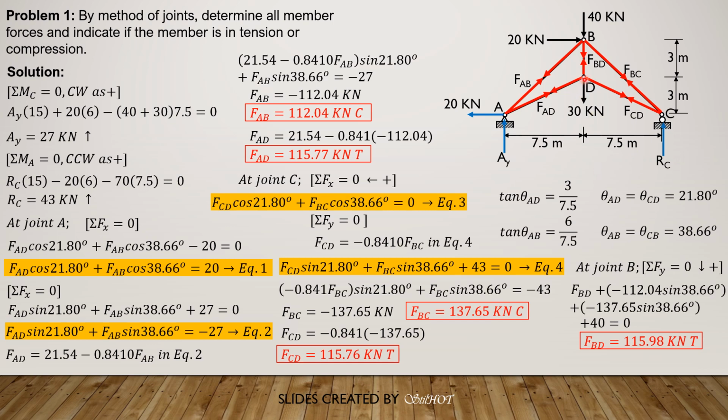Then you can also perform an arithmetic check at joint D, because we haven't yet isolated joint D, as a good practice in order to verify that all our answers are correct. I'll leave that to you: check summation forces X at joint B and prove that it is 0 or almost 0, as well as at joint D, summation forces X must be 0 and summation forces Y must be 0. So that's it for this problem.